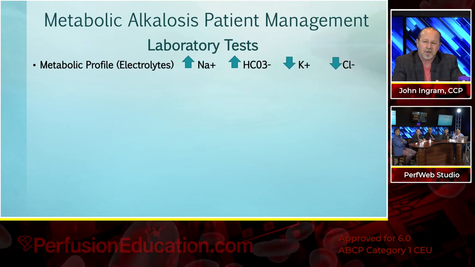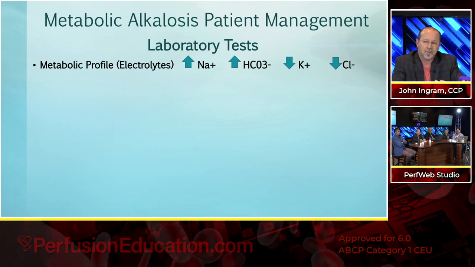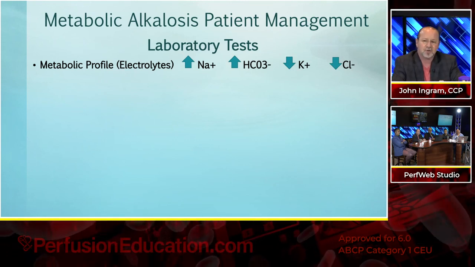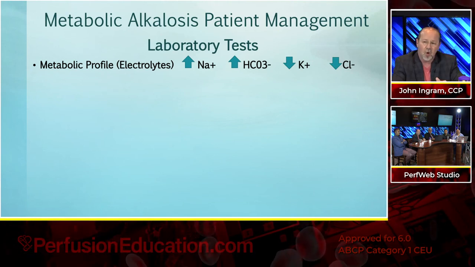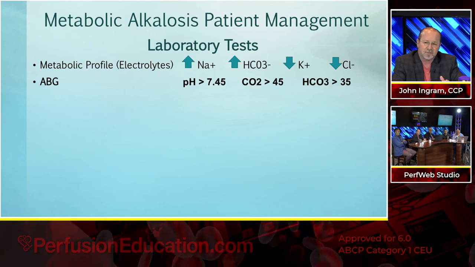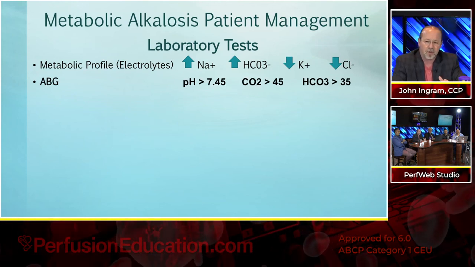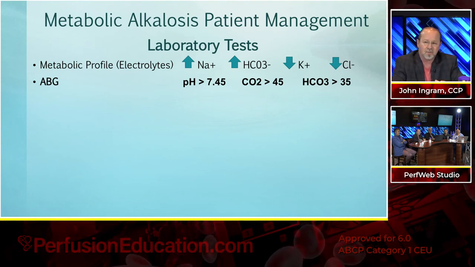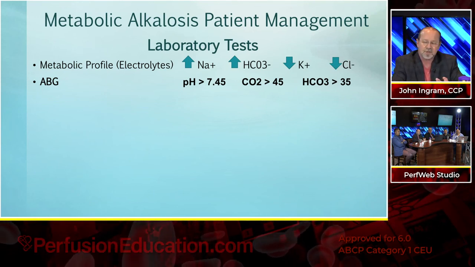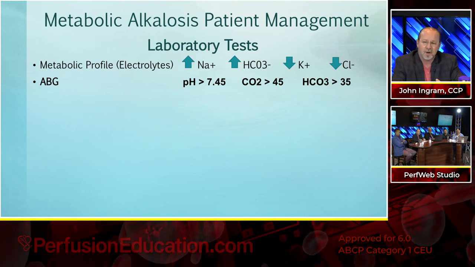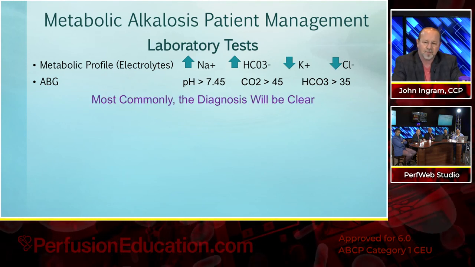If you send out a blood test, if the patient is alkalotic, you should see a high sodium, a high bicarbonate, low potassium, and low chloride. If you do a blood gas, you should see a higher pH, greater than 7.45. Usually, almost always, compensatory. The body's almost always going to compensate for this on the respiratory side with CO2 greater than 45 and usually a bicarbonate level greater than 35.